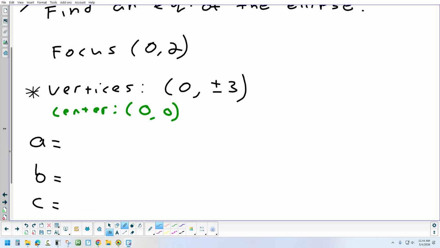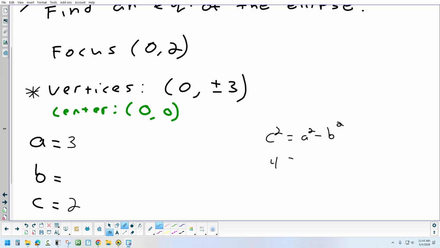Okay. Actually you tell me, what's one of the letters that you know here? Yep. A. What's A? 3. A is 3. Distance from center to vertex. That's important. Something else we know? C is 2, center to focus. Unfortunately, that's not a letter we need in the equation, but you're not going to get the letter we need without that. So C is 2. And what's the formula that connects A, B, and C? Yep. C squared equals A squared minus B squared.